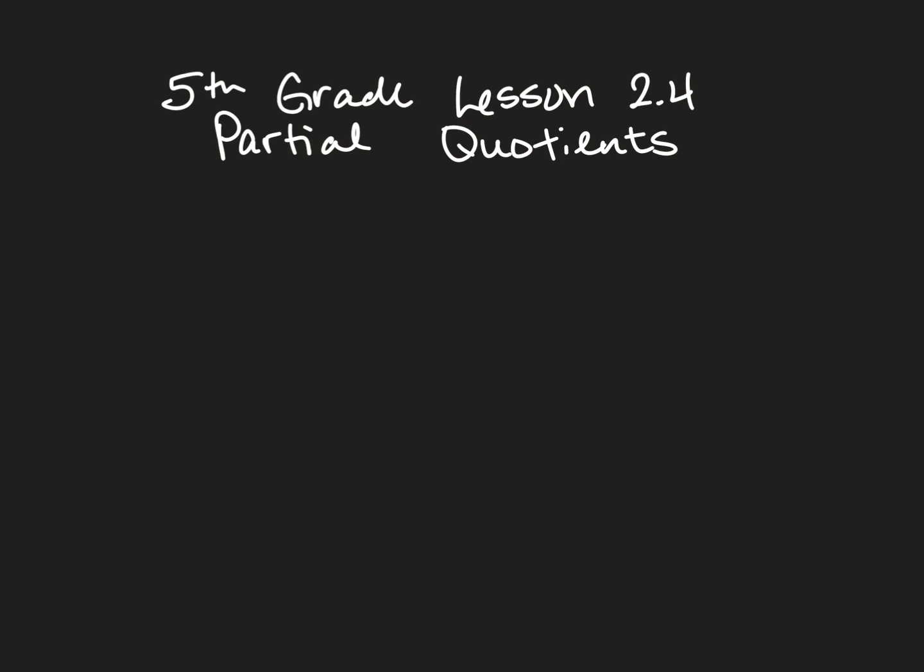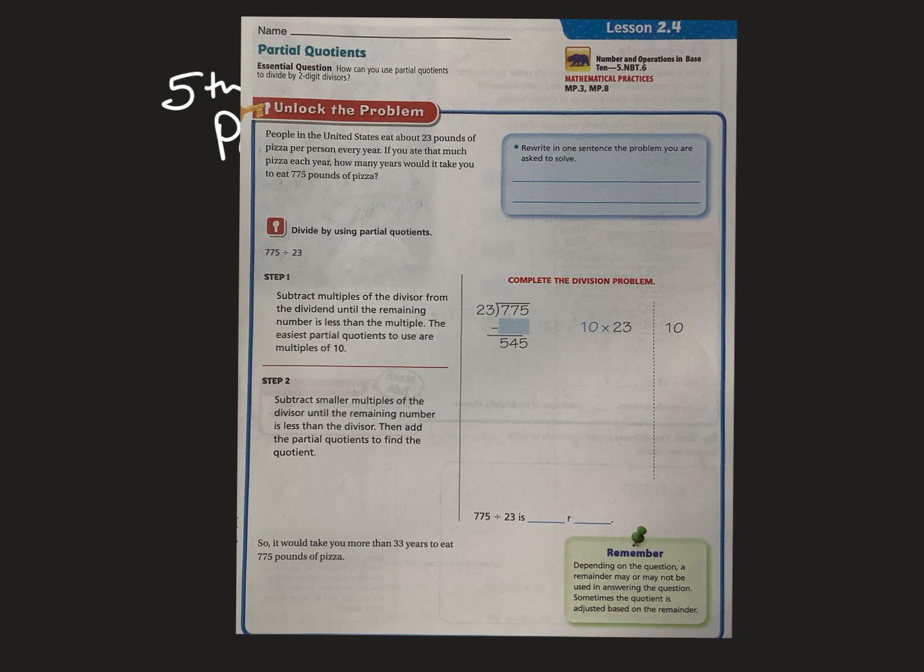Fifth grade lesson 2.4 is partial quotients, just re-breaking down the division algorithm again to show why what's happening is happening, and then we will go into using the algorithm again in the next lesson, so this should be a quick one. Our essential question is, how can you use partial quotients to divide by two-digit divisors?